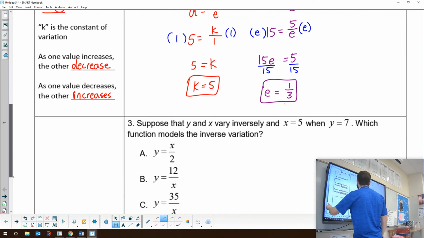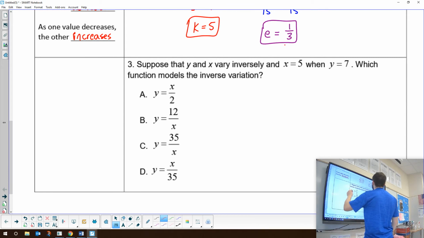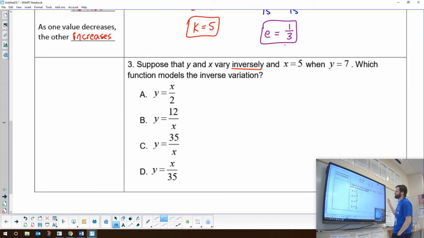Take a look at number 3. Suppose that y and x vary inversely. Now you're going to be looking a lot. Is it direct? Is it inverse? Is it direct? Is it inverse? We don't know. So this one says it's inversely. And x equals 5 when y equals 7. Which function models the inverse variation?